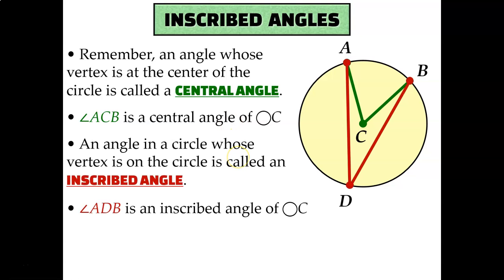An inscribed angle has a vertex on the circle instead of at the center. So angle ADB would be an inscribed angle because its vertex is point D and D is on the circle.